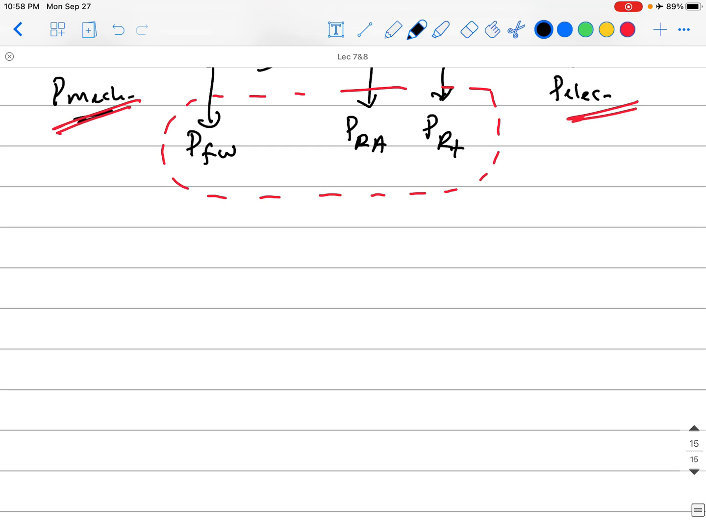So how to calculate all those kinds? Easy. If you want to calculate the copper losses of the armature winding, PRA will equal basically IA squared times RA.